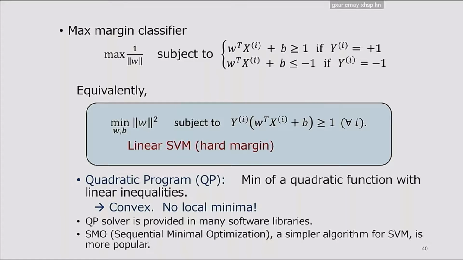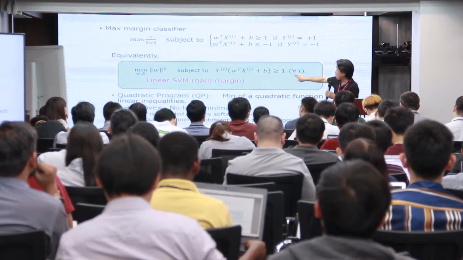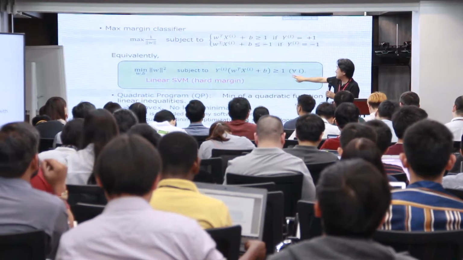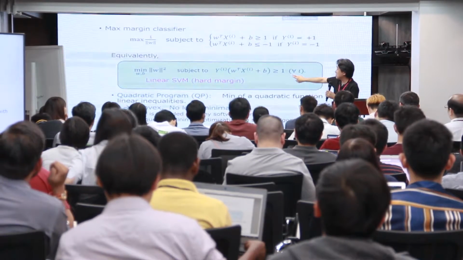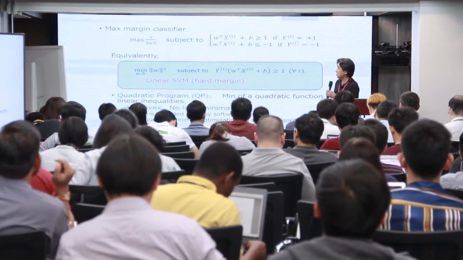They look like two types, but a clever way to express them in one inequality is to multiply by y here, and then everything can be written in this way. This is just a little trick, but mathematically more beautiful. So people use this expression to define the constraints.